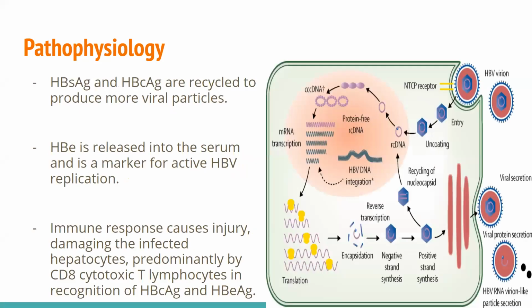Next, please. So here's an illustration of the process. Your HB surface antigen and your HBC antigen are recycled to produce more viral particles. However, your HBE is released into the serum and is a marker for active HBV replication. There are symptoms for HBV; however, they are immune mediated responses, because your own T cells and B cells will attack your infected liver hepatocytes, predominantly by CD8 cytotoxic T lymphocytes when they recognize HBC antigen and HB antigen. Next.